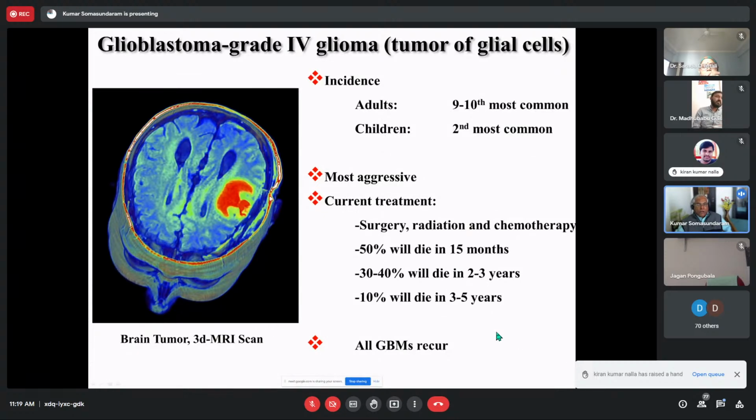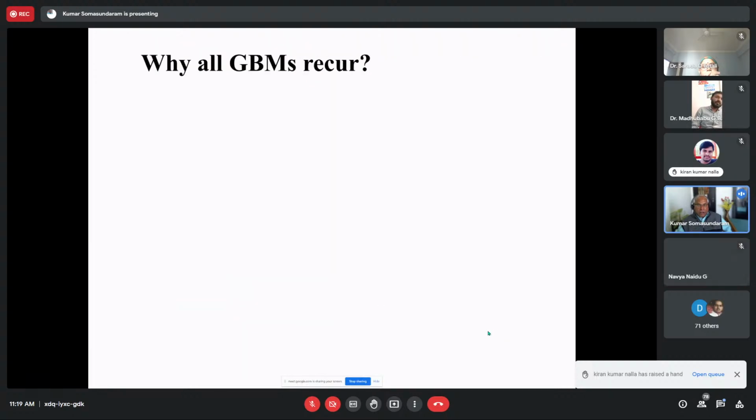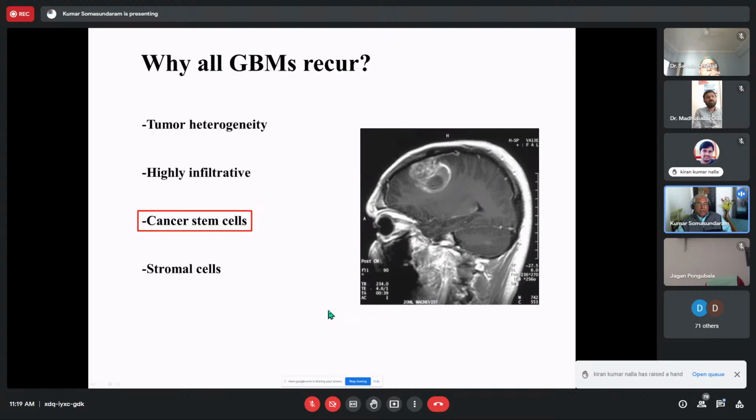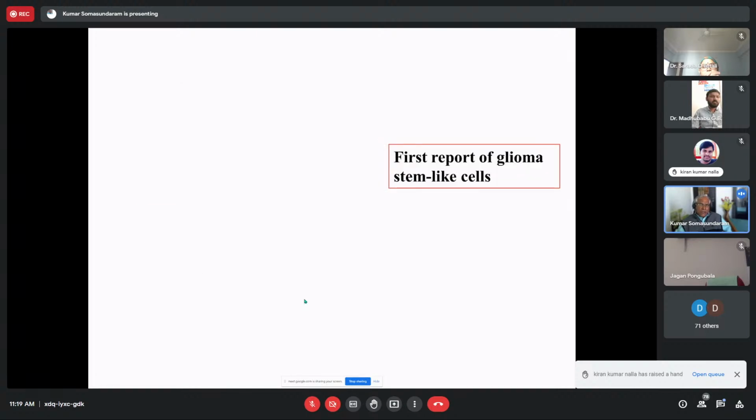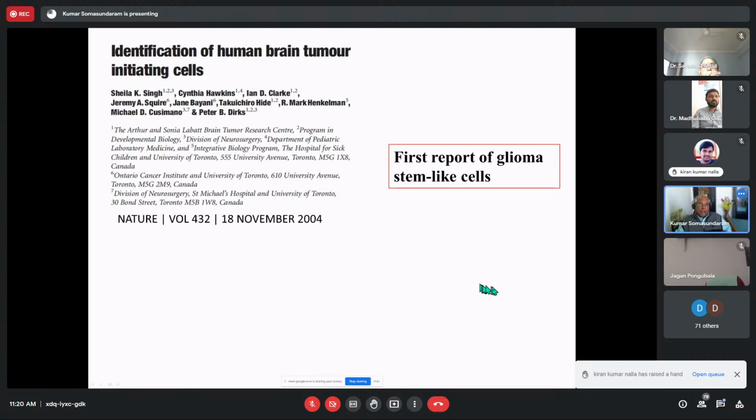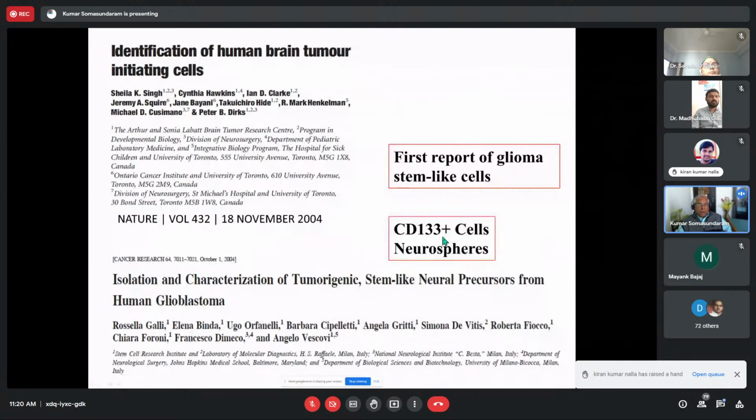And the reason, one of the most important reasons, is that all GBMs, glioblastoma, actually recur. There are many reasons why GBMs recur. Obviously, one of the important reasons is the presence of cancer stem cells, the glioma cancer stem cells, which appear to be important for GBM recurrence, because they resist the traditional treatment and result in the recurrence. The first report of glioma stem-like cells, or glioma stem cells, happened in 2004. Two different independent reports essentially showed CD133 membrane marker positive cells, which can grow as neurospheres, constitute the cancer stem cells of glioma. Although some conflicting reports came afterwards, let us take it for our purpose of discussion. CD133 positive cells, which can form neurospheres, are the ones which form cancer stem cells of glioma.